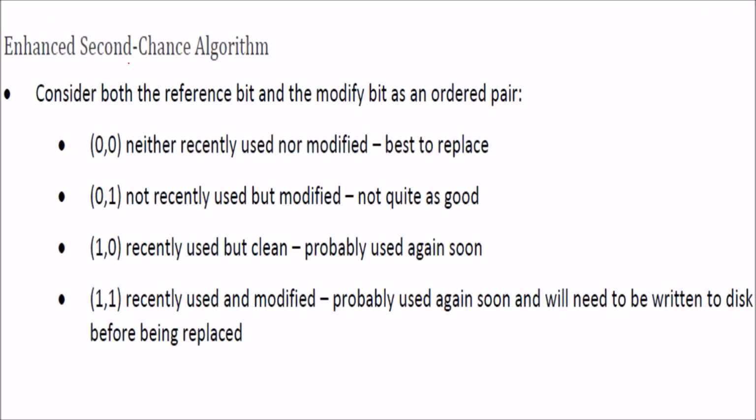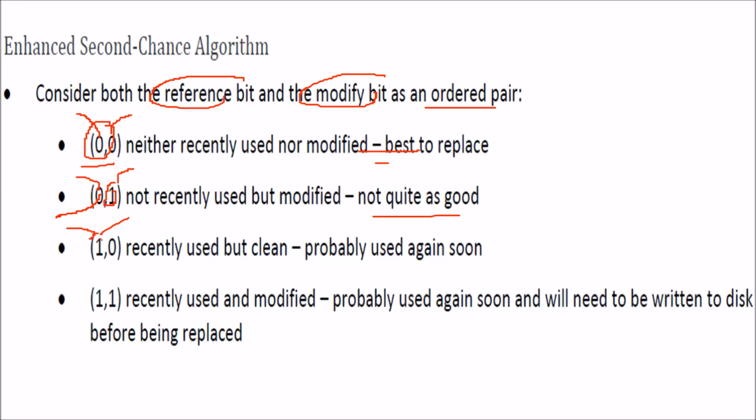We have the enhanced second chance algorithm. Here we consider both the reference bit and the modify bit as an ordered pair. Ordered pair 0 0 means this is neither recently used nor modified. This one is the best to replace. 0 1 means it is not recently used but it is modified, not quite as good as this one. 1 0 means it is recently used but clean, and it will probably be used again. 1 1 means it is recently used and modified, so it will probably be used again, and it will need to be written to the disk before we can replace it.